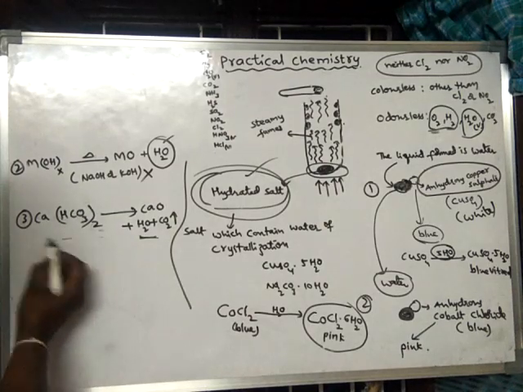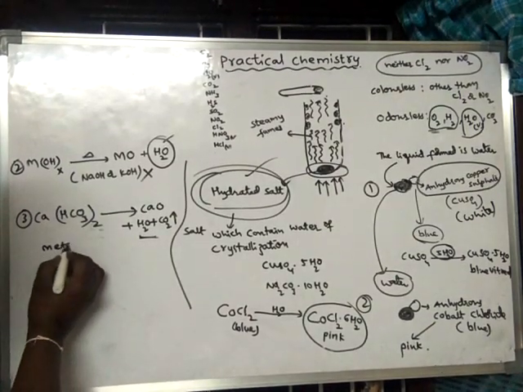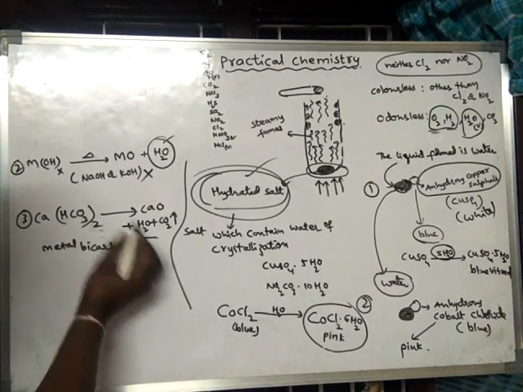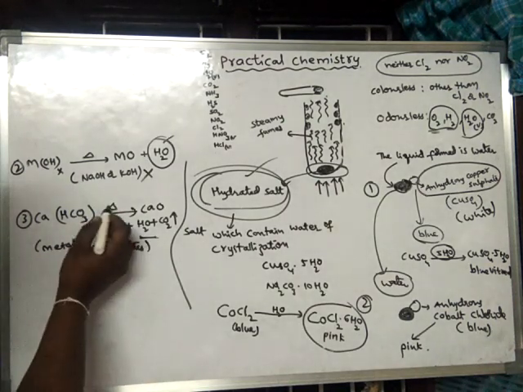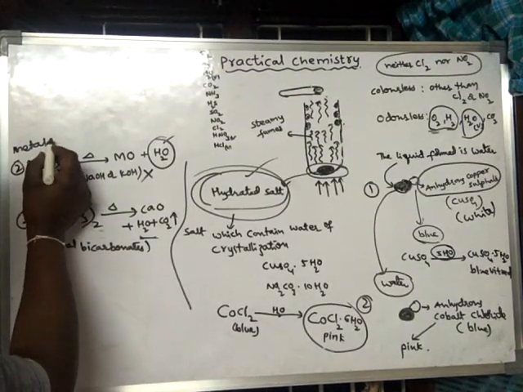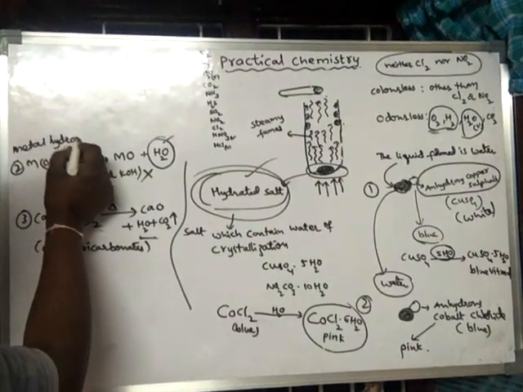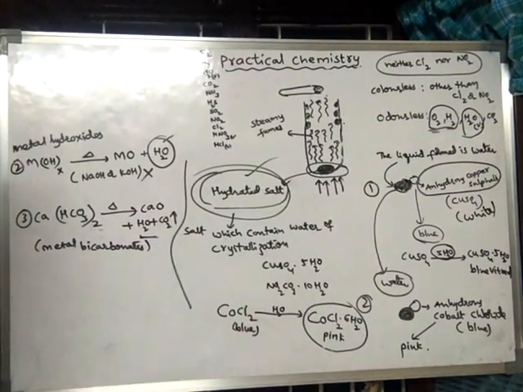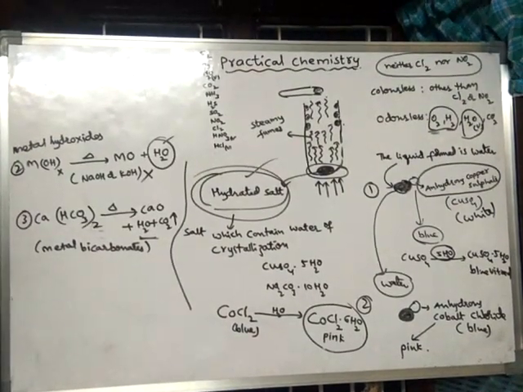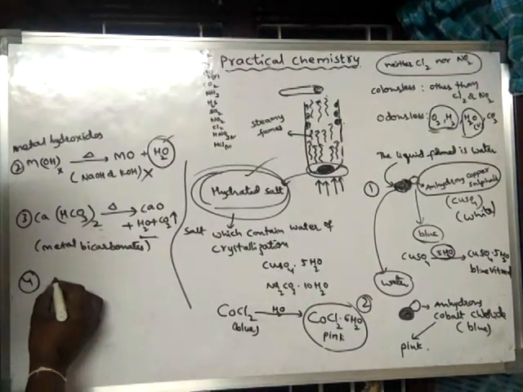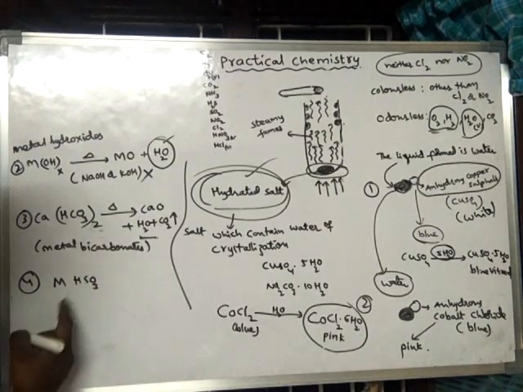So here also water is formed. That means metal bicarbonates on heating, and this is the symbol for heating, and even metal hydroxides also on heating produce water. Even hydrated salts when heated also produce water. And even metal hydrogen sulfite.